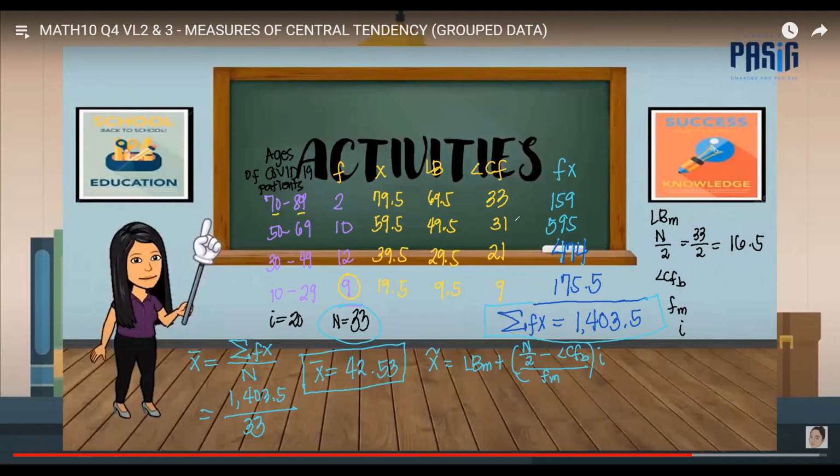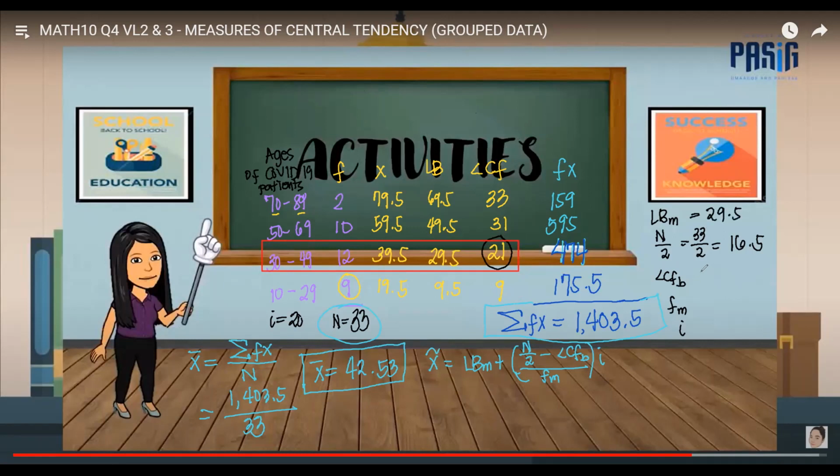16.5, hanapin natin siya dito sa cumulative frequency. So, hindi siya pwede sa 9, kundi dito siya included sa 21. Ibig sabihin po, ang ating median class is yung 30 to 49. Okay? So, dyan natin kukunin lahat, no? Ano yung lower boundary niya? Lower boundary niya ay 29.5.